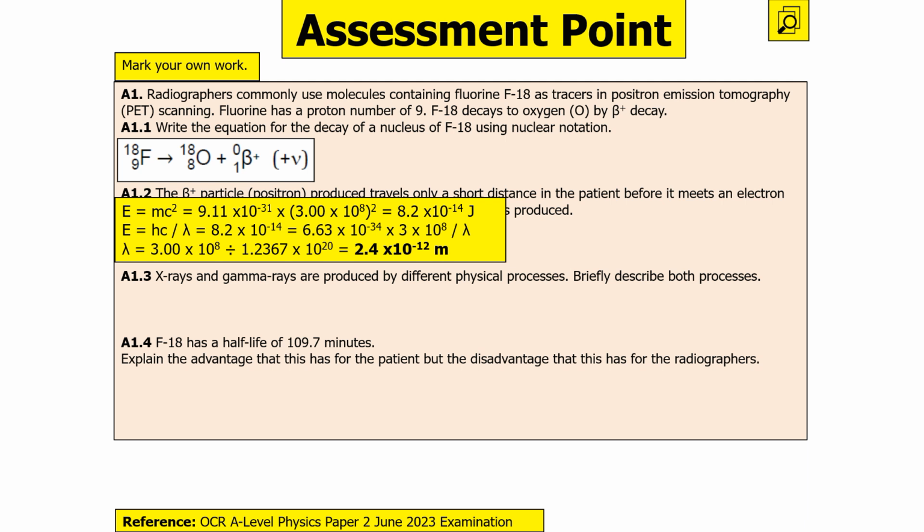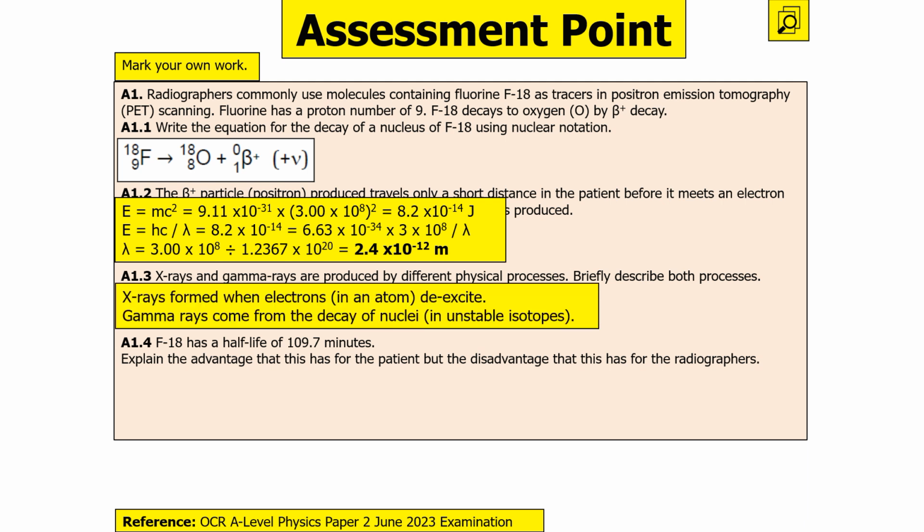E equals hc over lambda. So you work it through, pop it all through and you get the value there, and then lambda therefore is 3 times 10 to the 8 over 1.2367 times 10 to the 20, so it's 2.42 times 10 to the minus 12 meters. Now, X-rays are formed when electrons de-excite and release energy via photon emission, whilst gamma rays come from the decay of the nuclei in the atom itself.